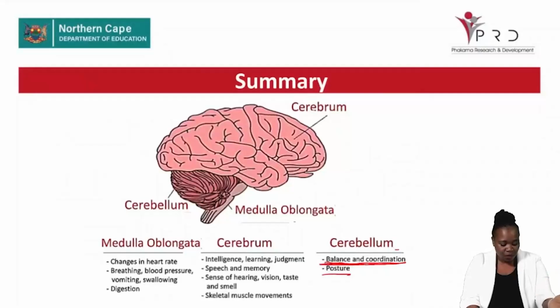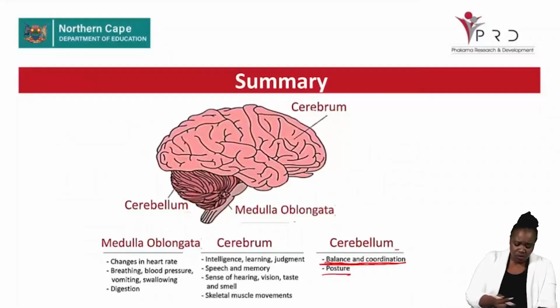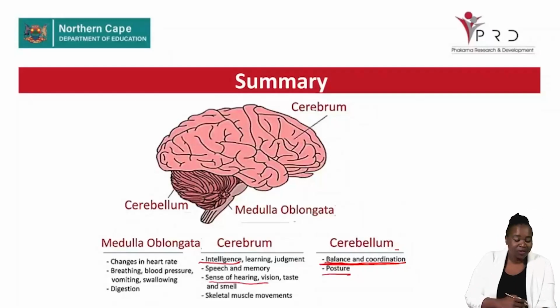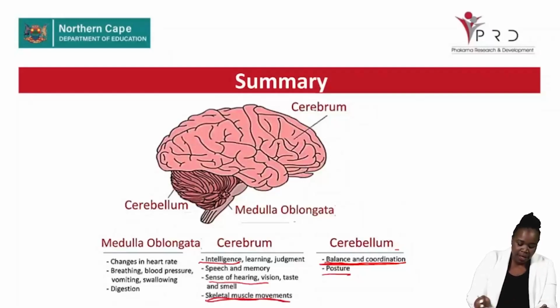Again, you must know the functions of the cerebrum. Remember, here we're talking about memory. When you want to memorize or remember something, it is due to the cerebrum. Higher thought functions and intelligence are due to the cerebrum, as well as speech and memory, and receiving all stimuli that have to do with the senses, which is hearing, vision, taste, and smell. All of that, as well as some voluntary movements, meaning the skeletal muscle movements.